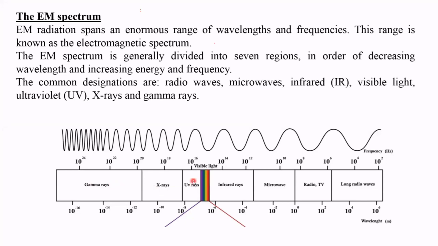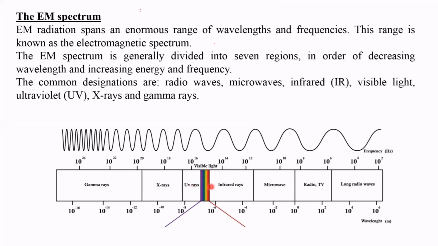One category is UV rays, ultraviolet rays. Sometimes we are exposed to the ultraviolet rays coming from the sun. These have less frequency and higher wavelength when compared with the X-rays.